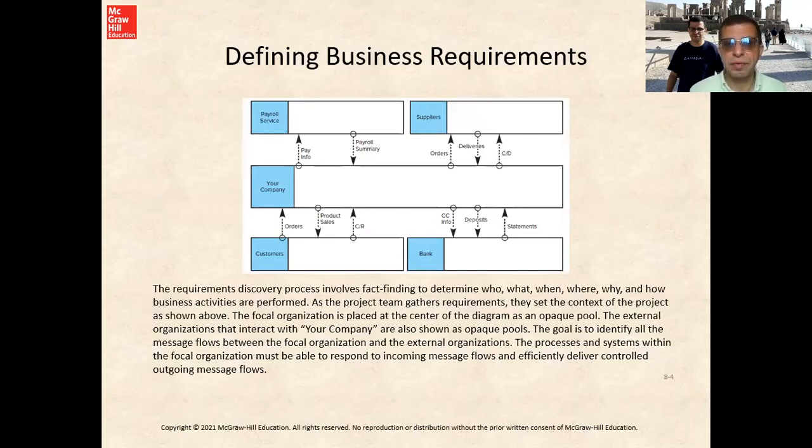Now, as a first stage, we need to define the business requirement. There are two parts to it: the payroll services and the suppliers. Let's take a look at how this works.